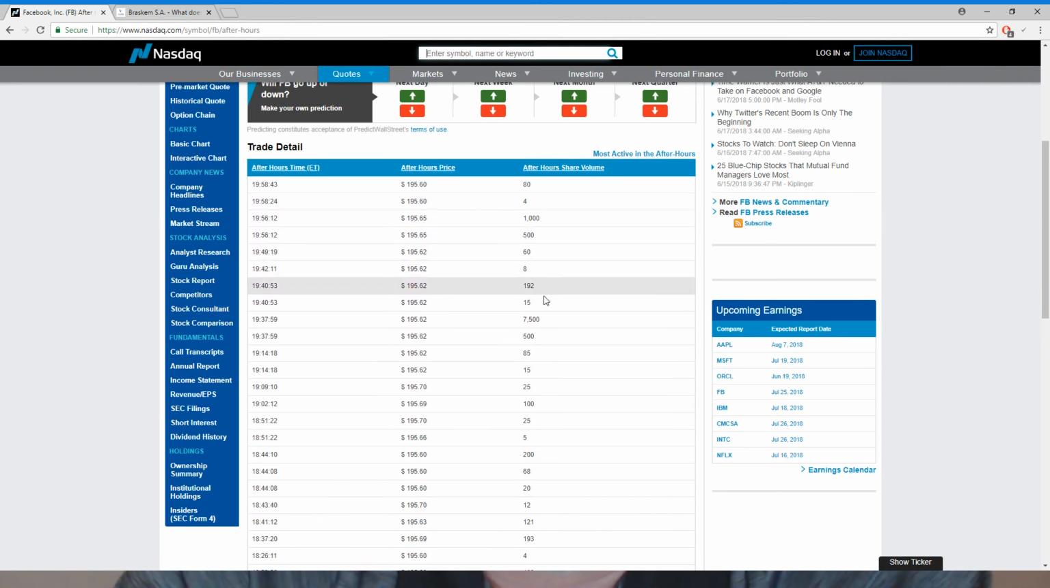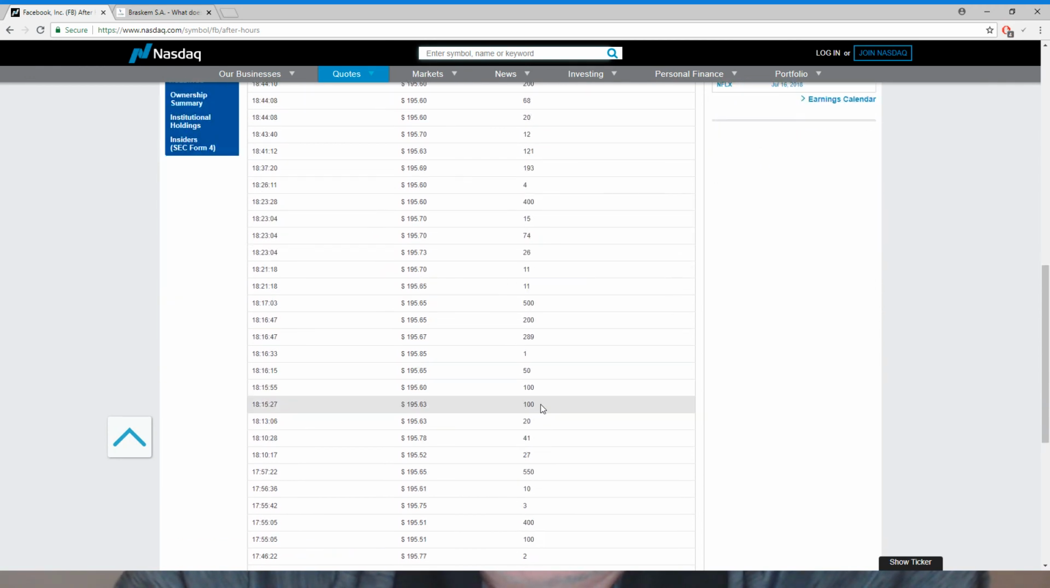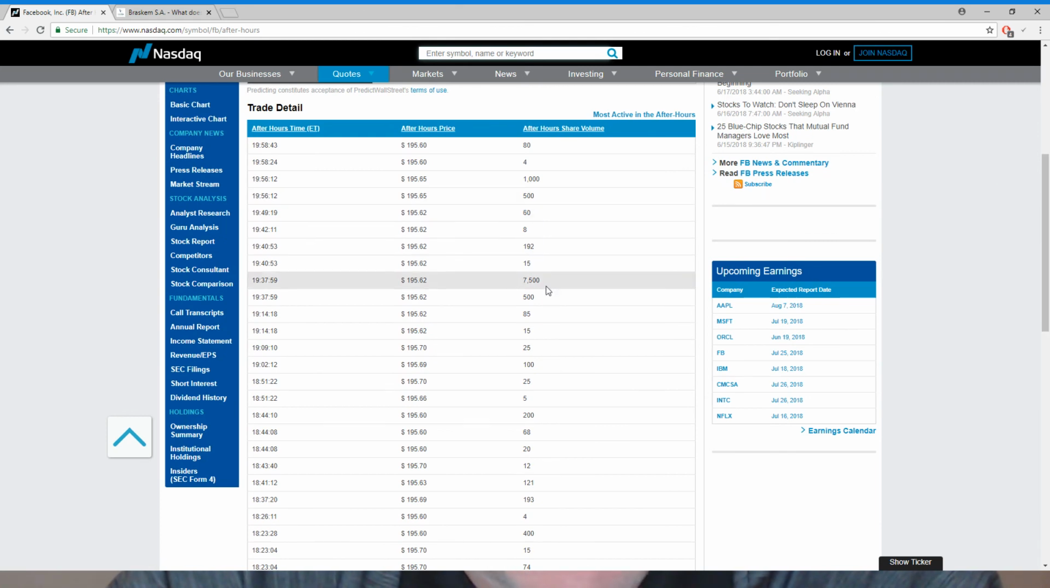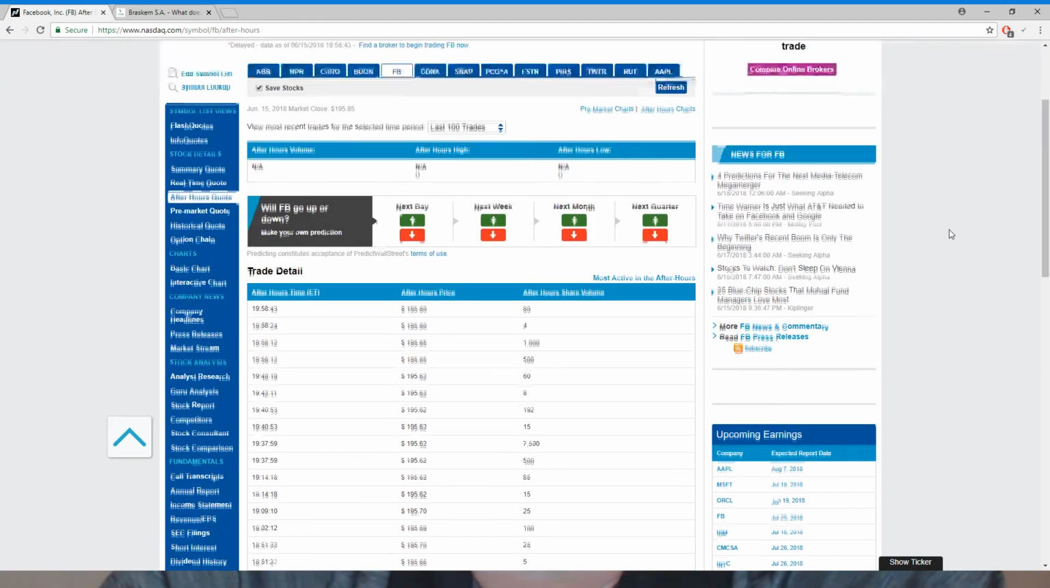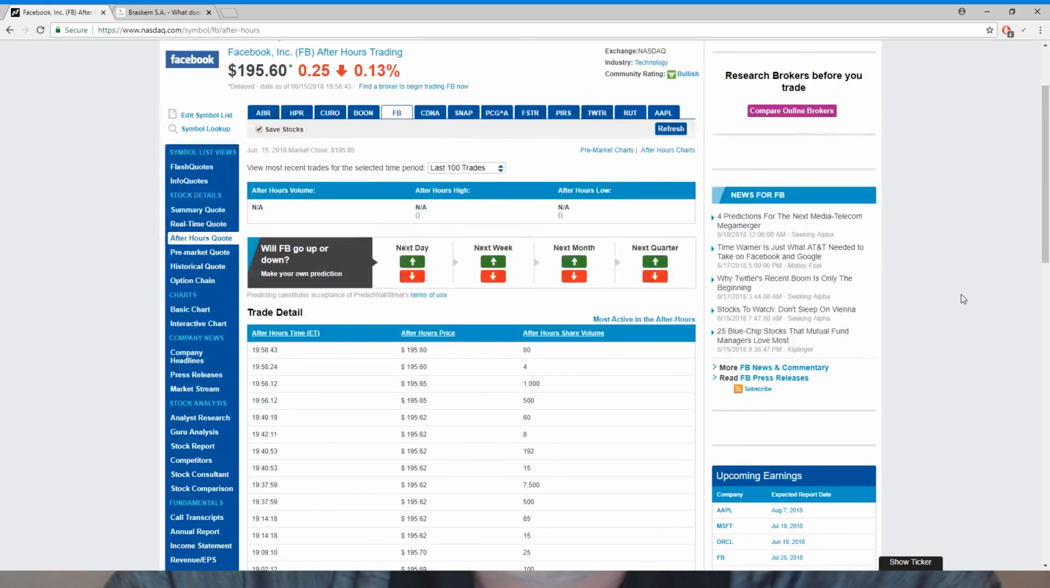Some people are beginners here. They buy, for example, 5 shares, 4 shares, 1 share. Who can buy 1 share? These are just beginners' trades. As you can see, 41 shares, 3 shares. Some people are beginners and they are just trading like this. I don't know, they might be losing a lot of money. So this is just to show you how you can see the after hours or the pre-market quote, just to understand where the stock is.